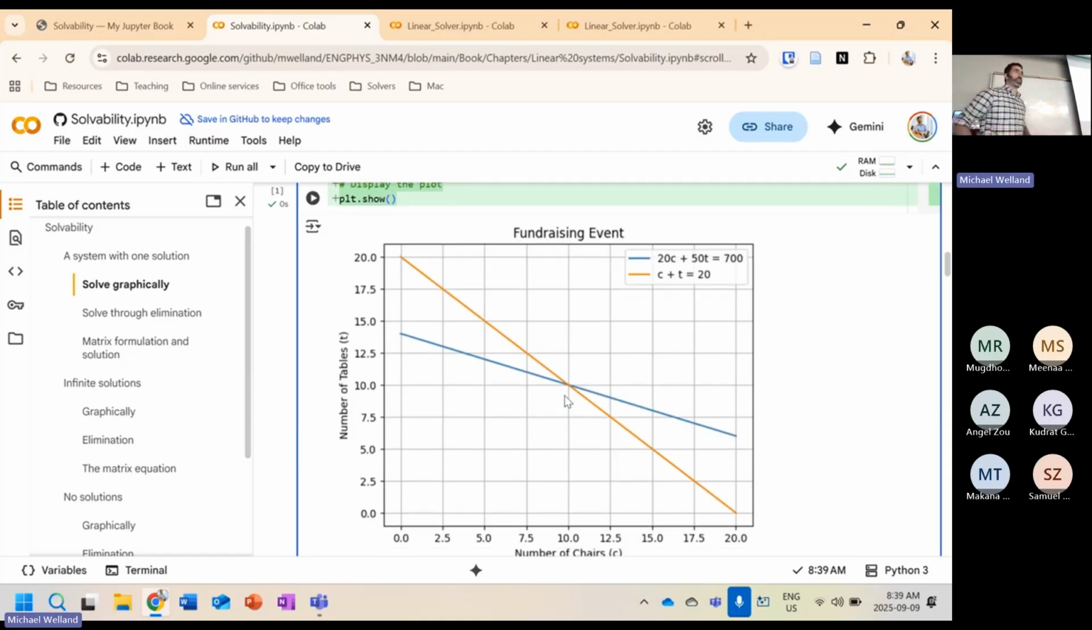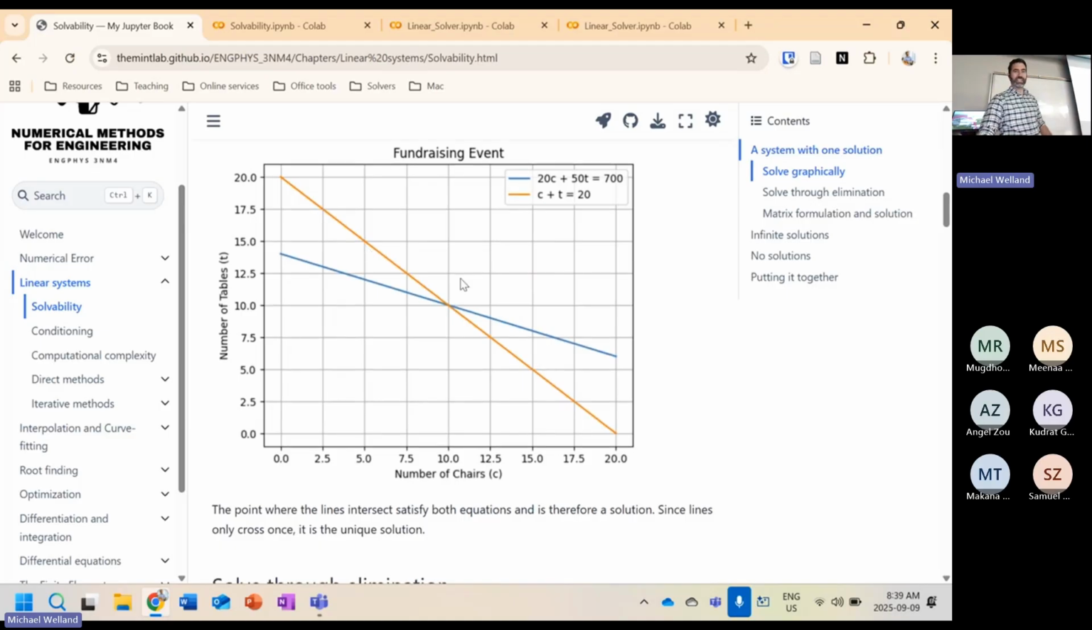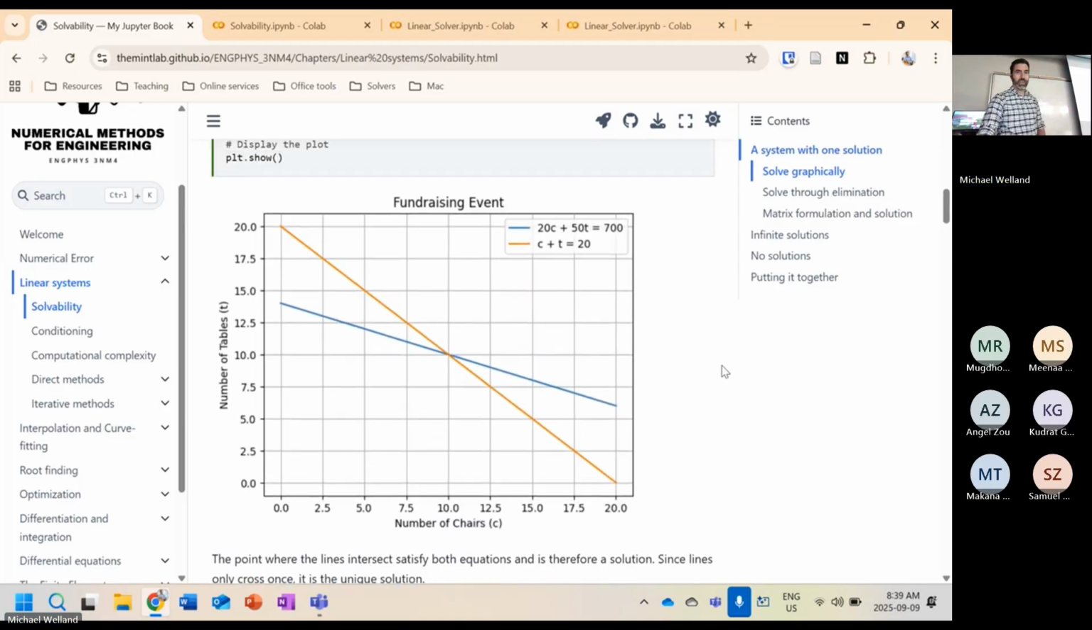Okay, what's the solution? You got it. Right? Super easy. Jumping back here, 10 tables, 10 chairs is the solution. Okay. How many solutions are possible? Could I have two solutions? Why not?